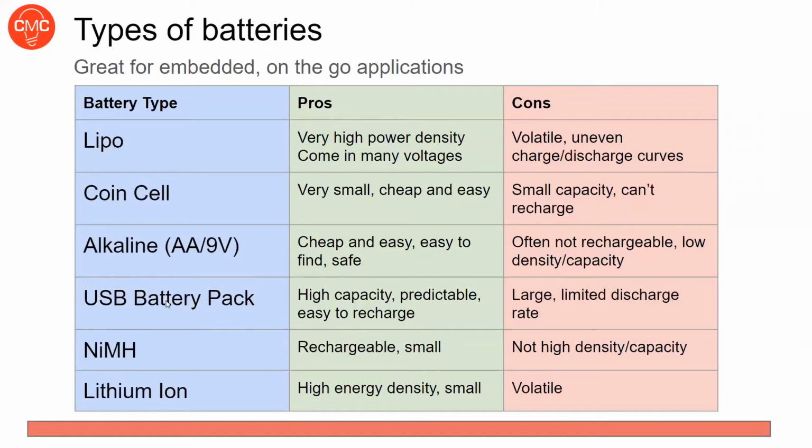USB battery packs are pretty great. We use this often in some ECE classes because they're rechargeable. They can be pretty large and last for a long time. But they are pretty big. So not great if you have a drone, for instance. You're not going to want to use a USB battery pack because that's going to be super heavy, because it has all the circuitry to charge that battery, and they're just generally very large. And then nickel metal hydride, just another kind of small, easy, low density battery.